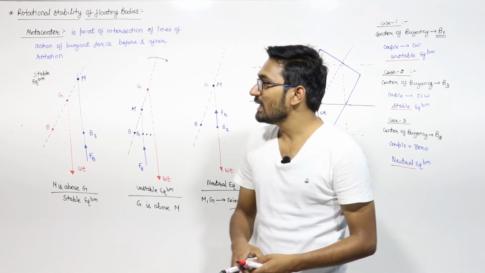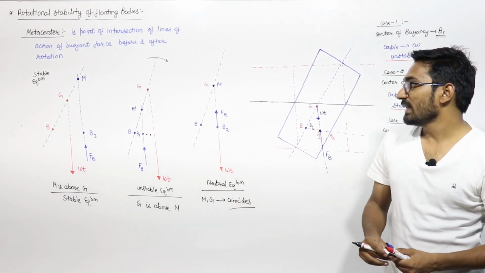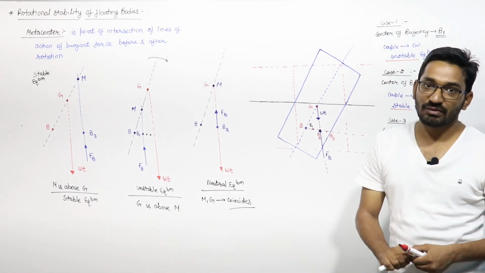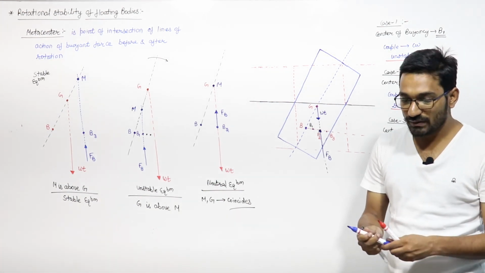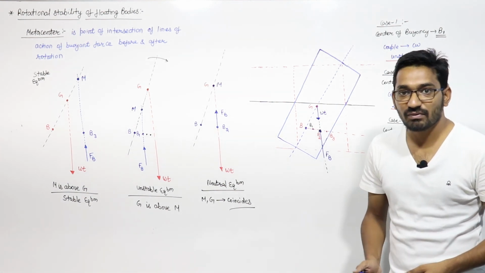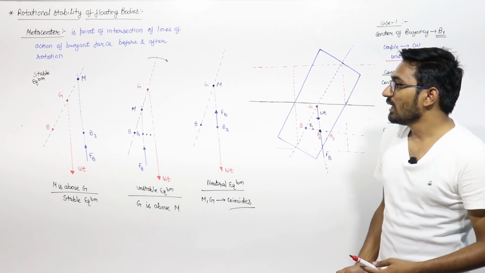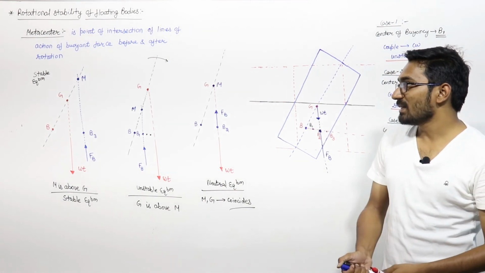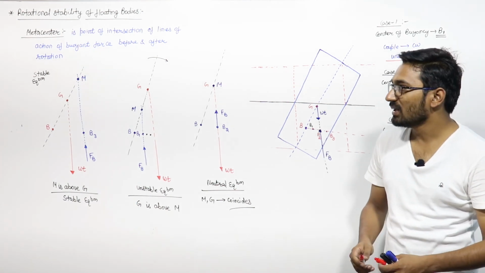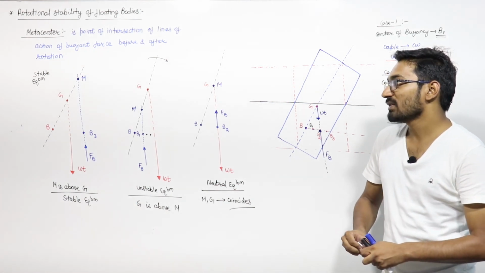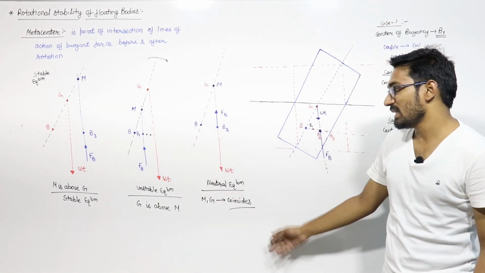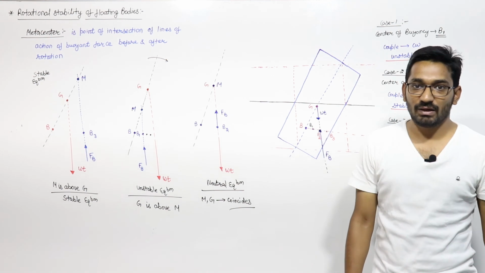In completely submerged bodies, if the center of buoyancy is above the center of gravity, we have stable; if the center of buoyancy is below the center of gravity, we have unstable; and if they coincide, we have neutral. In partially submerged bodies, you just replace the center of buoyancy with the metacenter. If M is above G, stable. If M is below G, unstable. If they coincide, we have neutral equilibrium.